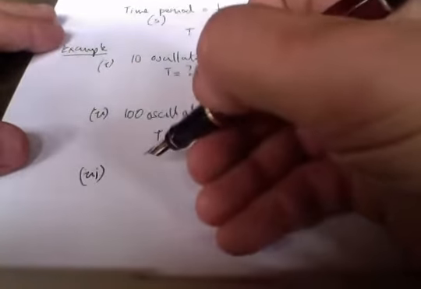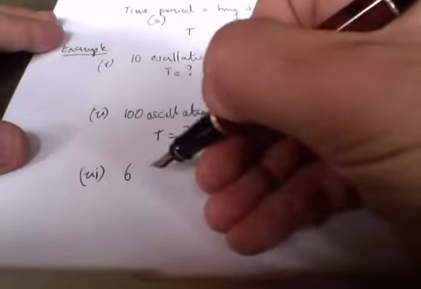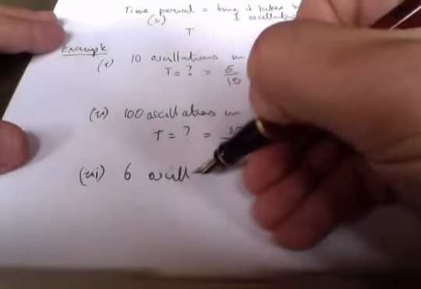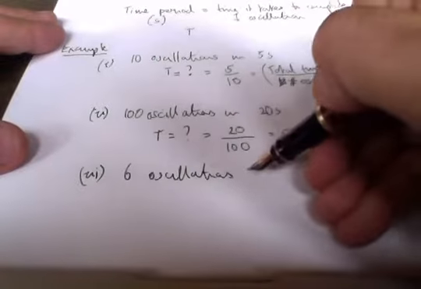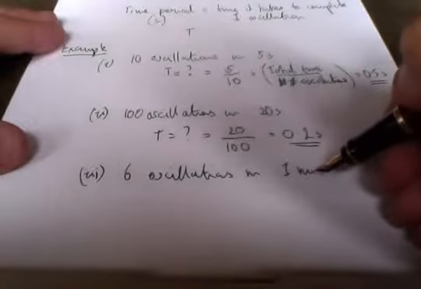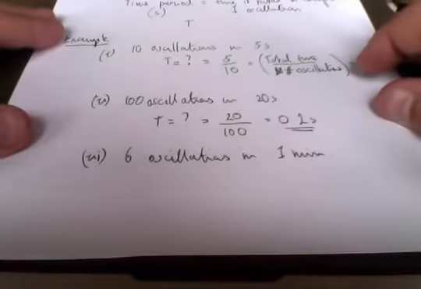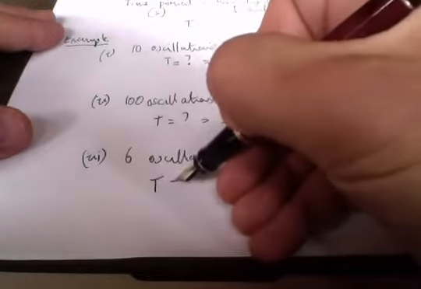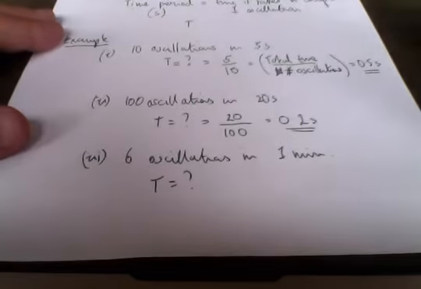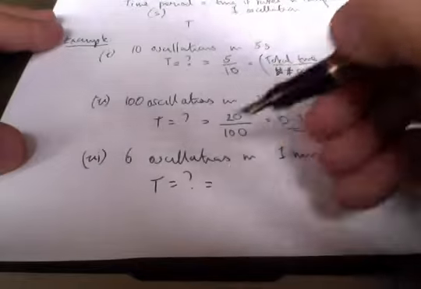Excellent. Okay, and then finally, maybe a little thing to catch you out here. What happens if we had 6 oscillations in 1 minute? What's the time period? If you think you know, hit pause, but otherwise, here comes the answer.